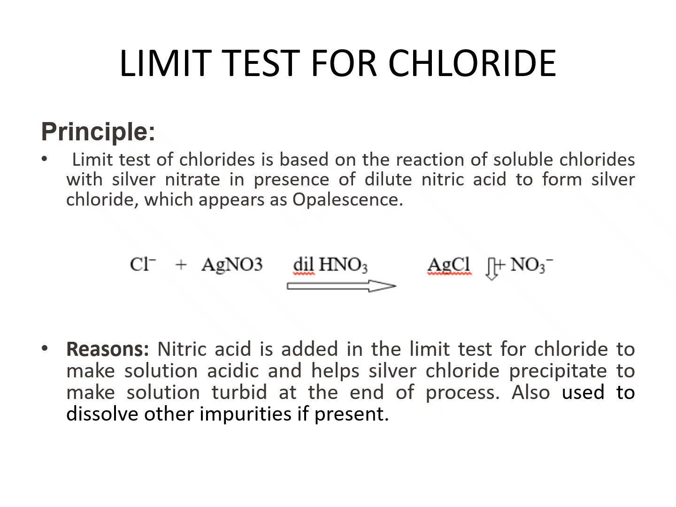Here the acid is added in order to produce an acidic environment so that our silver chloride may precipitate out. So this precipitation of silver chloride makes the solution appear opalescent. So the opalescence produced in the test has to be compared with the opalescence produced in the standard.